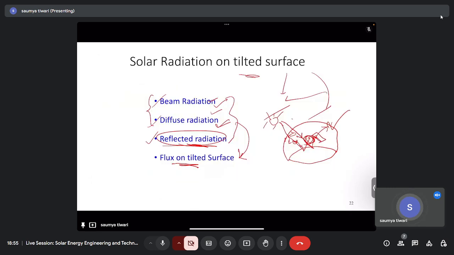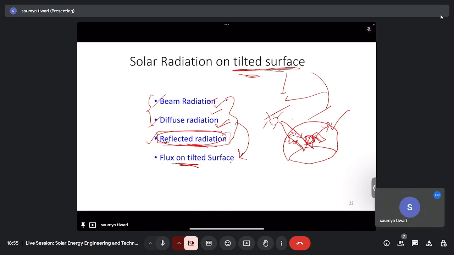Now we have seen till now all the solar radiation on a horizontal surface for cloudless sky and cloudy sky. Now if we talk about a tilted surface, your surface is not horizontal, it's tilted. So what will be the value of flux on this tilted surface? If you remember the first class, we have studied three types of radiation: beam radiation, diffuse radiation, and reflected radiation. Now the extra added parameter is this reflected radiation that will come on this tilted surface.